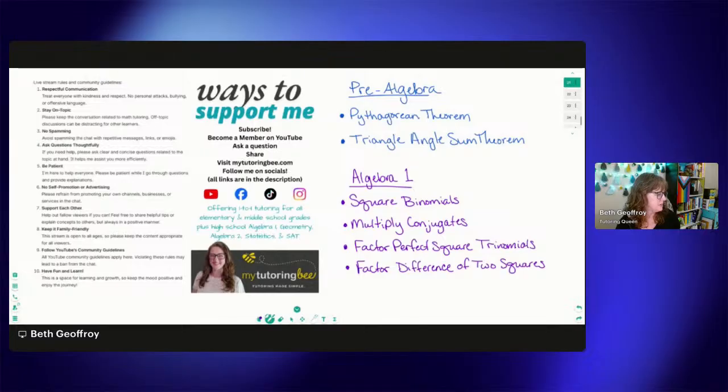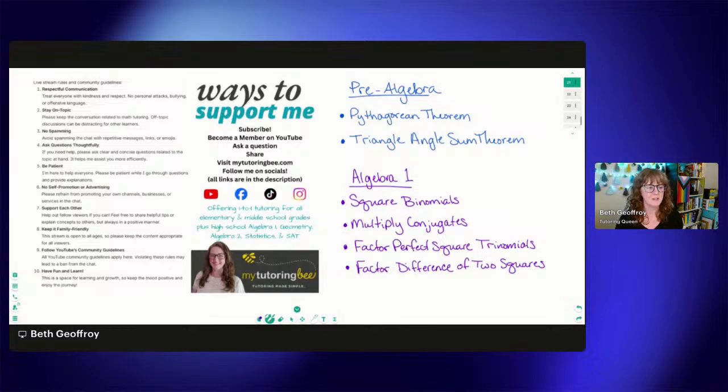Let me make sure I've got all of my comments pulled up over here just in case that comes up. I don't know if you can hear that, but my printer is doing its automatic update right now. So of course that's the time that it picks to do that.